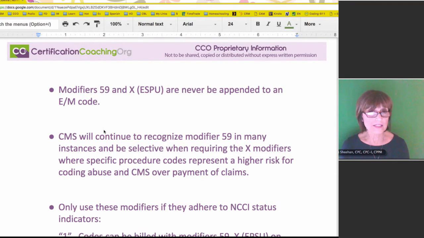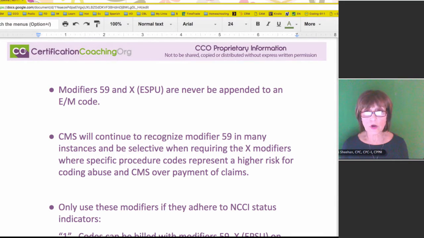Some of the facts: modifier 59 and the X modifiers are never to be appended to an E&M code, only procedures or services. CMS will continue to recognize modifier 59 in many instances and be selective when requiring the X modifiers where specific procedures represent a higher risk for coding abuse or CMS overpayment. That I have not seen happen, but I would anticipate somewhere in the near future it will.